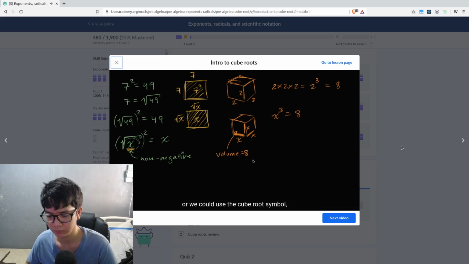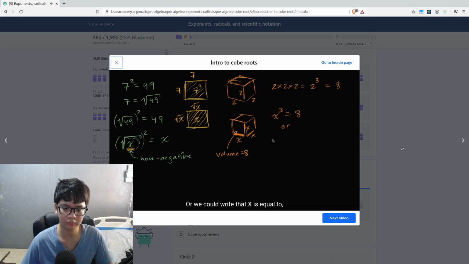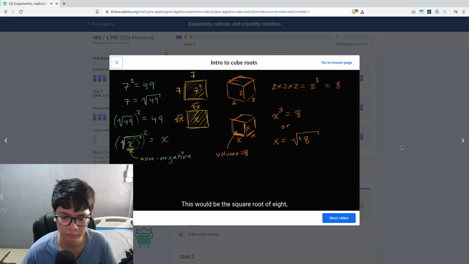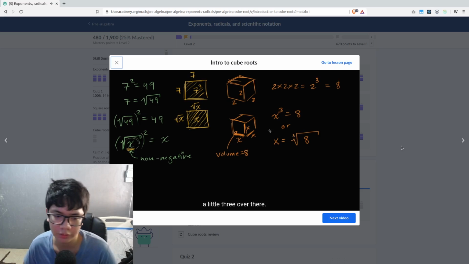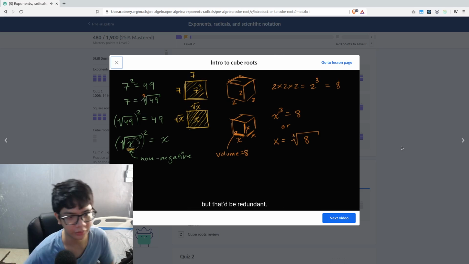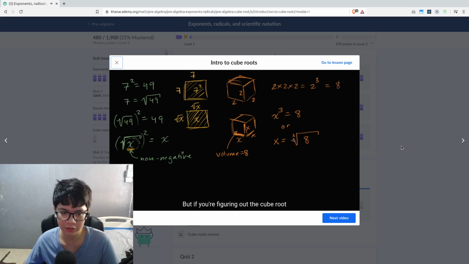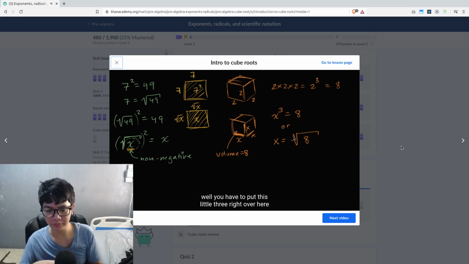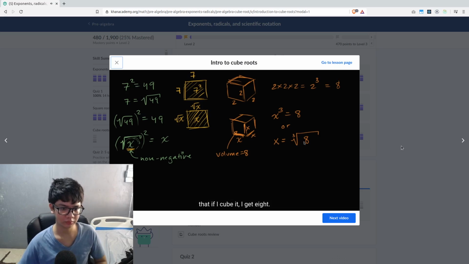Or we could use the cube root symbol, which is a radical with a little 3 in the right place. We could write that x is equal to, it's going to look very similar to the square root, but to make it clear that we're talking about the cube root of 8, we would write a little 3 over there. In theory, for square root, you could put a little 2 over here, but that'd be redundant. If there's no number here, people just assume that it's the square root. But if you're figuring out the cube root, or sometimes people say the third root, then you have to put this little 3 right in this little notch in the radical symbol. And so this is saying x is going to be some number that if I cube it, I get 8.